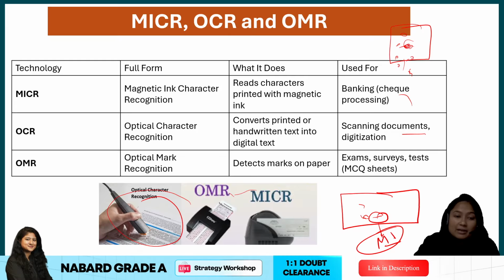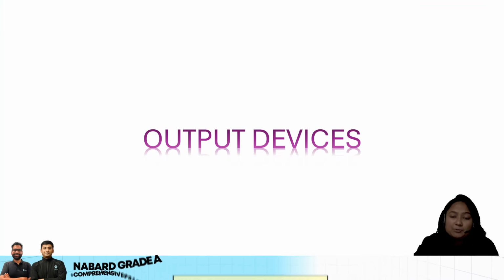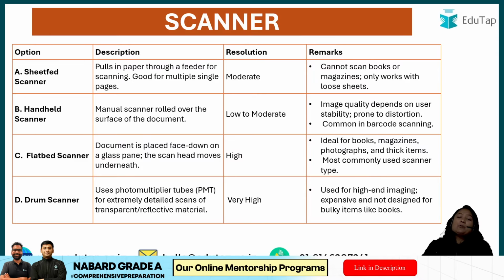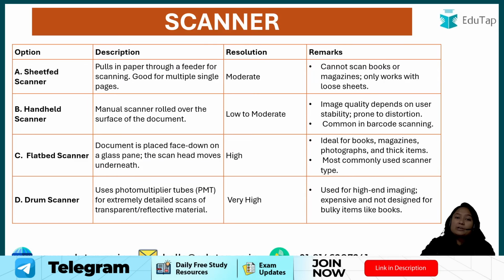Okay, so we have read about MICR, OCR and OMR. With this, input devices are done. Let's move toward the output devices. Now in the output devices, the first one we are going to cover is the scanner.